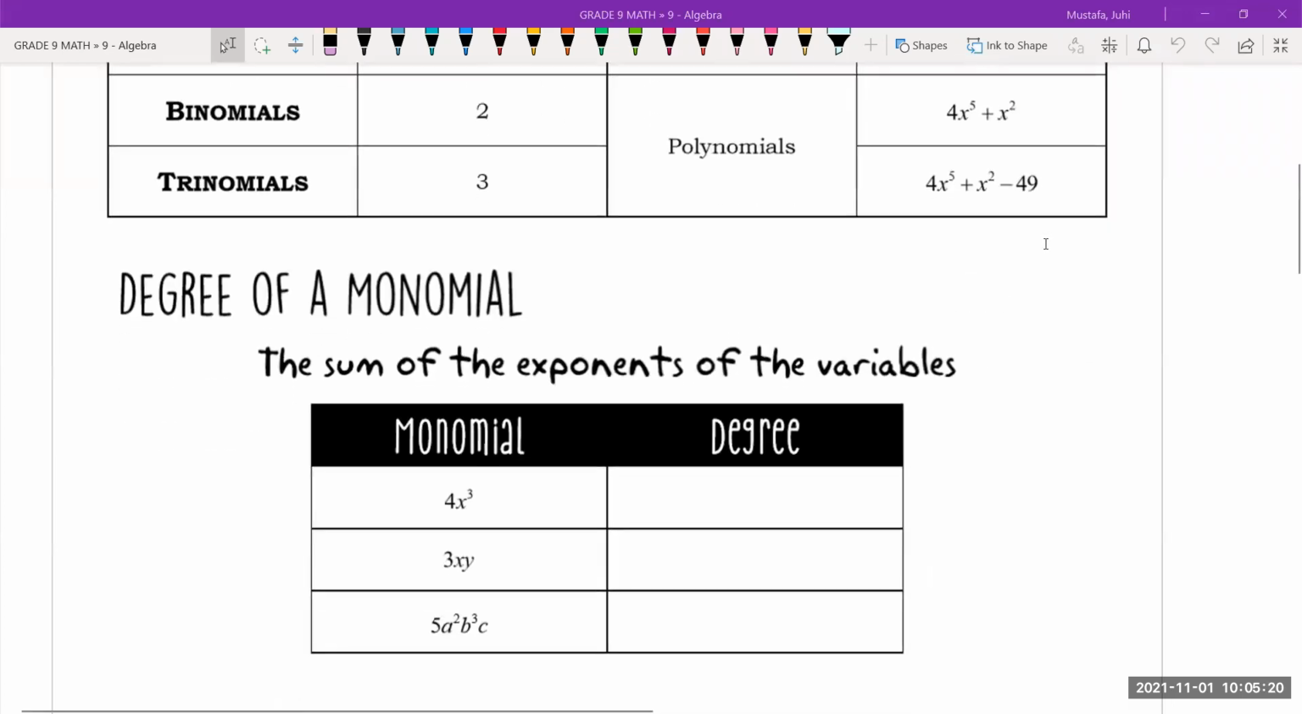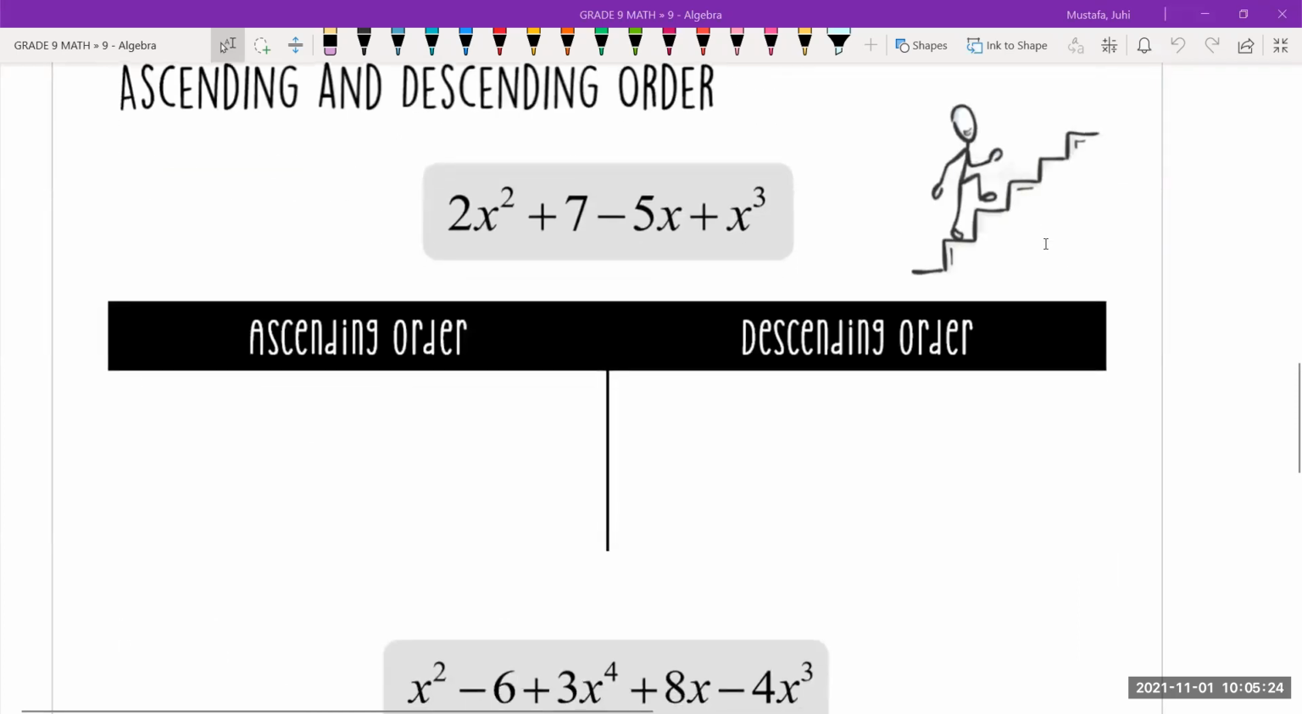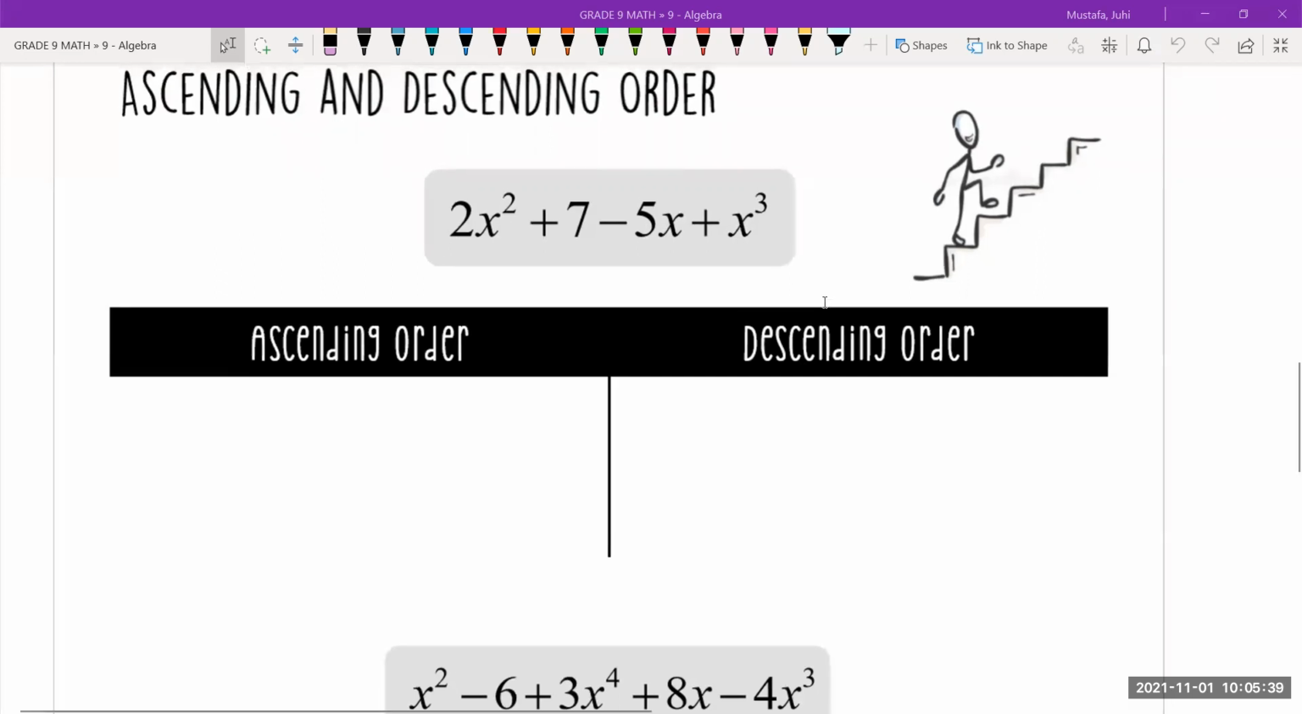We're gonna skip all of this degree stuff. We're gonna go just to the back page, and that's the example we're doing before we stop. So when you have an expression like this, an algebraic expression with a bunch of terms, a bunch of variables, we are gonna learn how to put them in different orders. So there's something called ascending order and descending order. If you're climbing up the stairs, are you ascending or descending? Good. Ascending means going up. And if you're going down the stairs, you are descending.